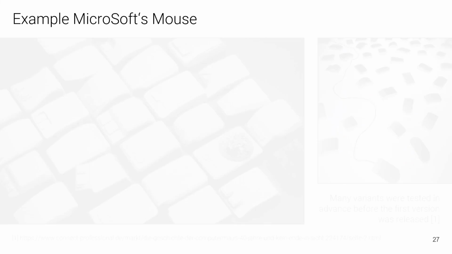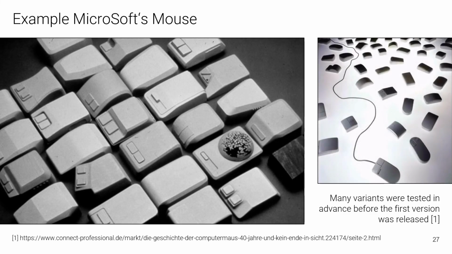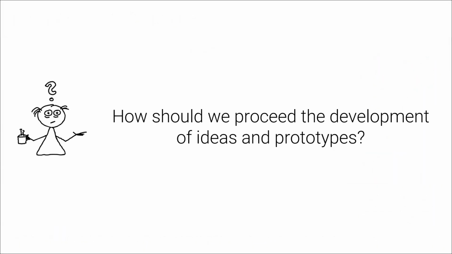Here we see the mouse from Microsoft as an example. Before the one legendary variant with the Windows PC really went on sale, over 200 test variants were created and tried out over a long period of time with test users, with left and right-handers. How should we proceed in the development of ideas and prototypes?